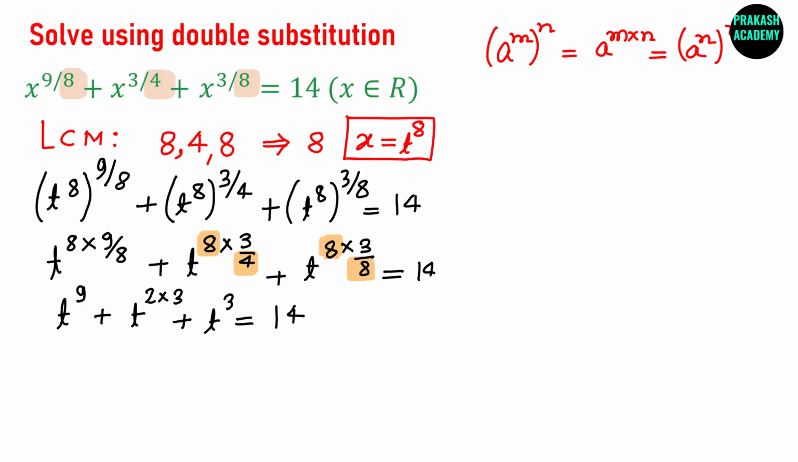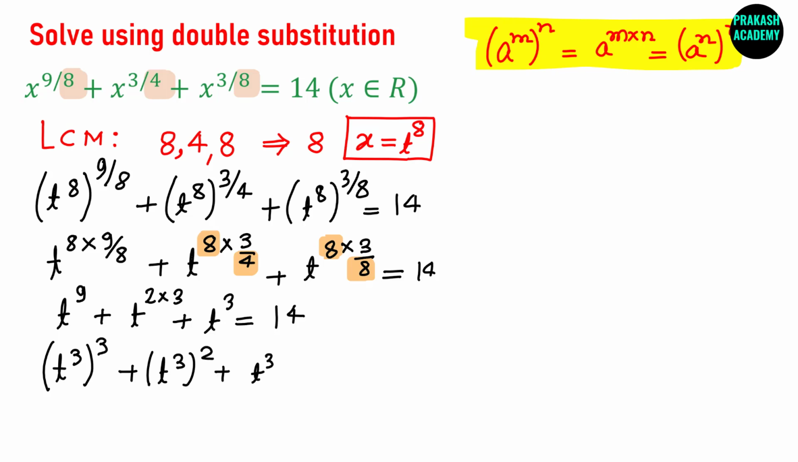Now using the rules of power, I can further simplify this equation. I can write t raised to the power 3 raised to the power 3, because powers will be multiplied, that is m into n, in this case 3 into 3, that will be 9. And this can be written as t raised to the power 3 and whole square, and this is simply t cube, and this is equal to 14.